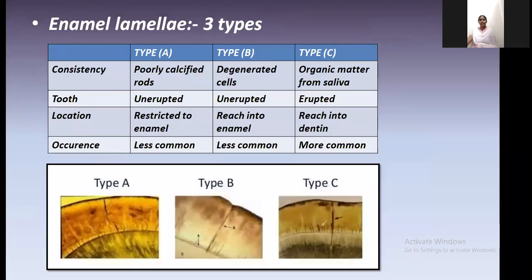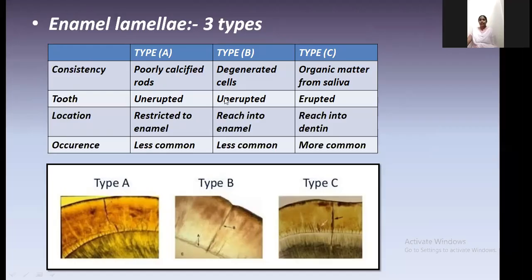There are 3 types of enamel lamellae. This is a very, very important one word, students. Please pay attention. Type A, type B, and type C. Type A consists of poorly calcified enamel rods. Type B consists of degenerated cells. And type C has organic matrix from the saliva.